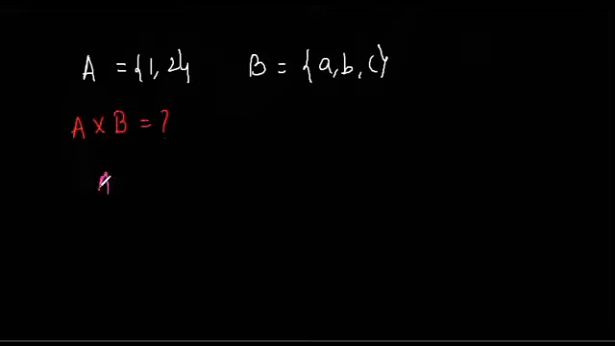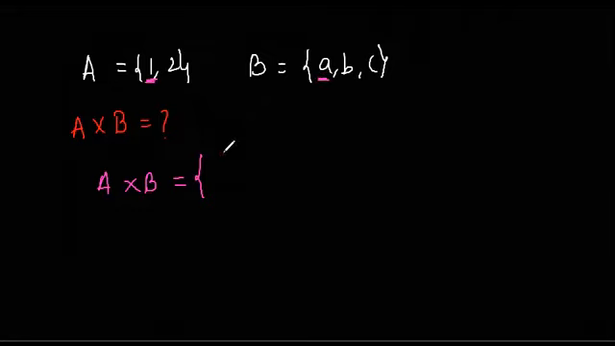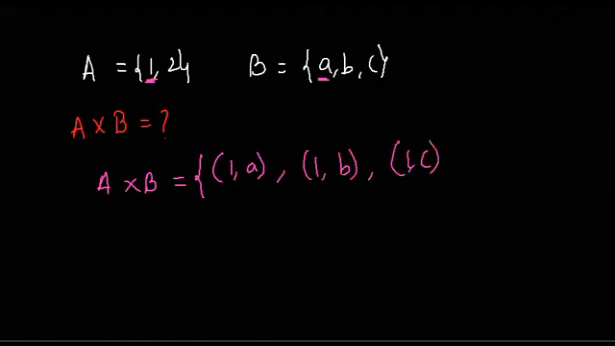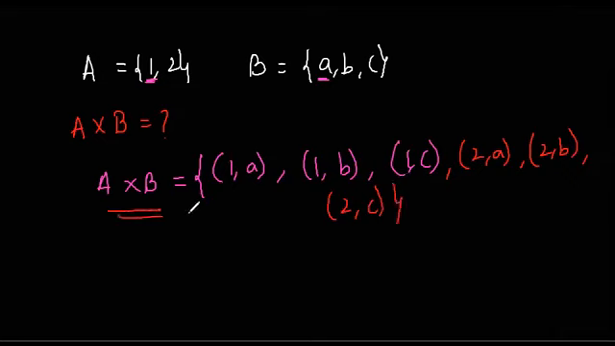A cross B is denoted as the ordered pairs (a, b), where a belongs to the set A and b belongs to the set B. So here we have to create the ordered pairs: (1, a), (1, b), (1, c). Then the next element from the set A, which is 2, and we create all the ordered pairs with B: (2, a), (2, b) and (2, c). This is the Cartesian product.